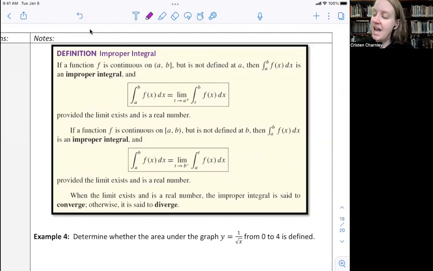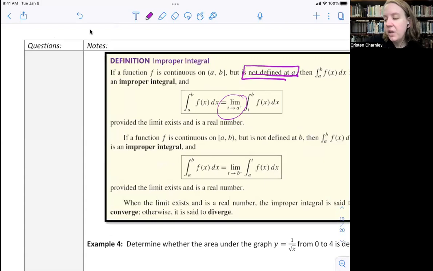If the function is not defined right here, you can still find the integral, but you have to introduce a limit. Just like back in our first unit together, we had a graph with an open circle where something wasn't defined. We can still find this area up to that open circle, but not including it. The way you get around that is by using a limit. That limit gets us as close as we can to the open circle without actually hitting it.